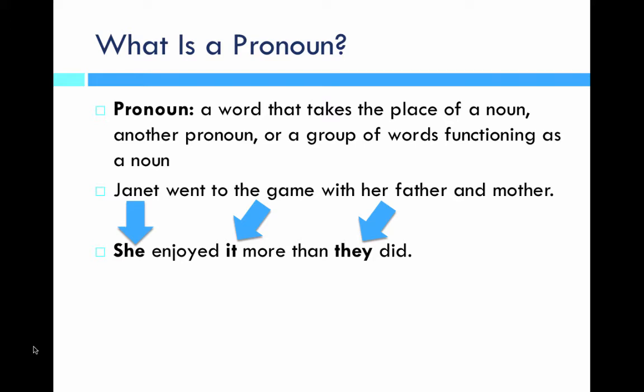So if we have the two sentences, "Janet went to the game with her father and mother. She enjoyed it more than they did," she is the pronoun that replaces the word Janet. It is the pronoun that replaces the word game. And they is the word that replaces father and mother.